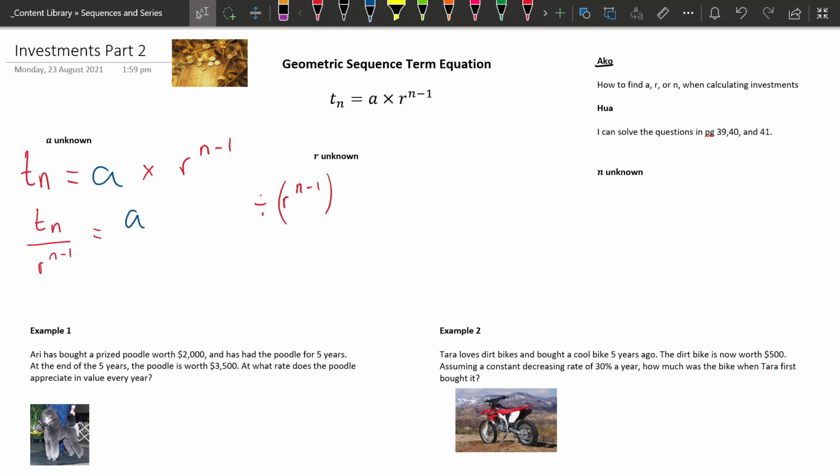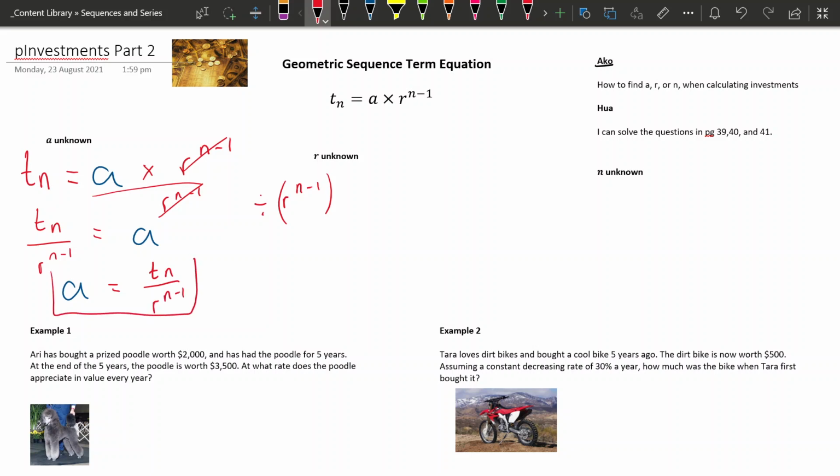equals A. Because if we divide by R n minus 1 on the right side, then that cancels out, leaving with just the A. And if you have an equal sign, it doesn't matter if the A is on the left or the right. We normally leave it on the left. So I'll just put it there for now. A equals Tn over Rn minus 1. And that's it. So let me erase this.